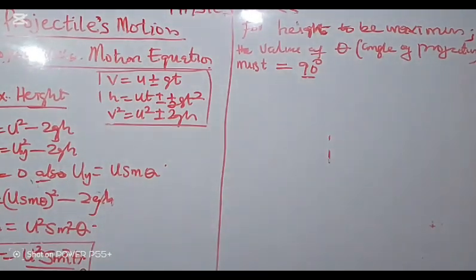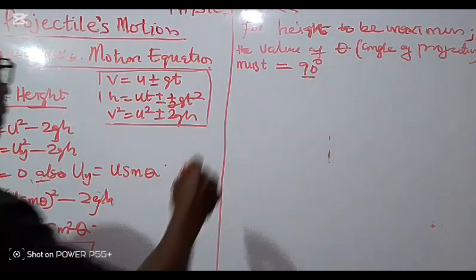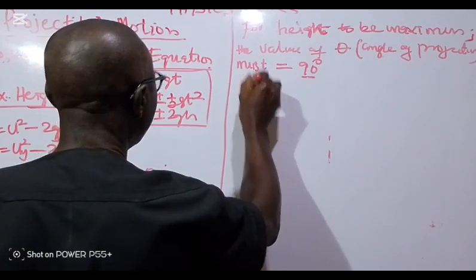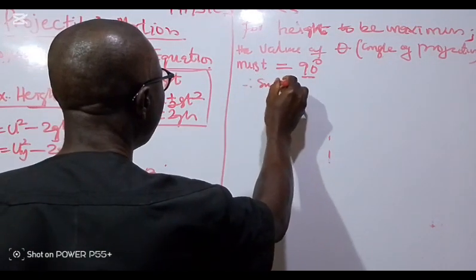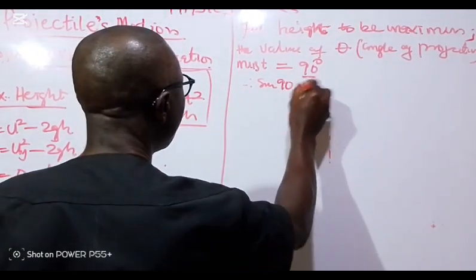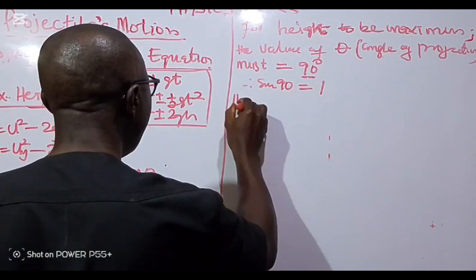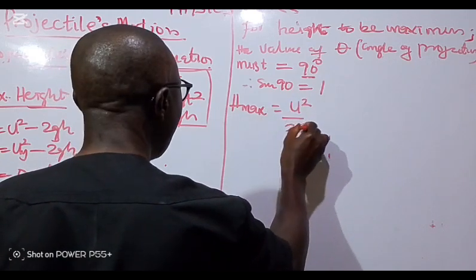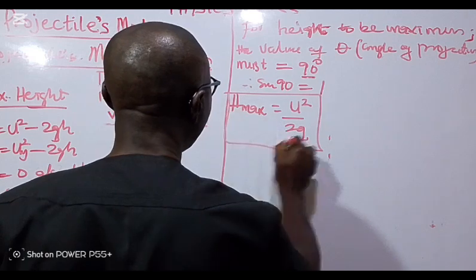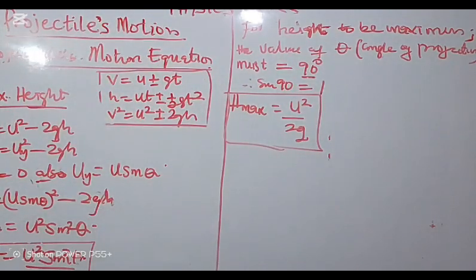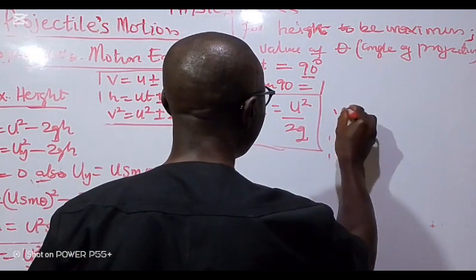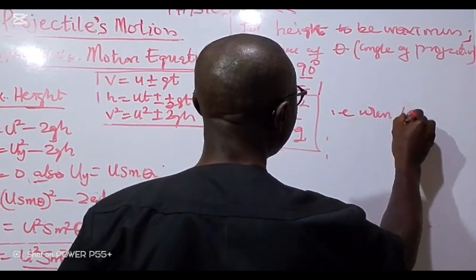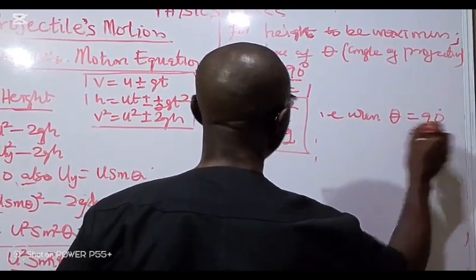So from there, if theta is 90 degrees, sine 90 will give us 1. Therefore, we can say sine 90 is equal to 1. So we are going to have h maximum as u squared over 2g when theta is 90 degrees. That is, when theta is equal to 90 degrees, we are going to have h maximum.